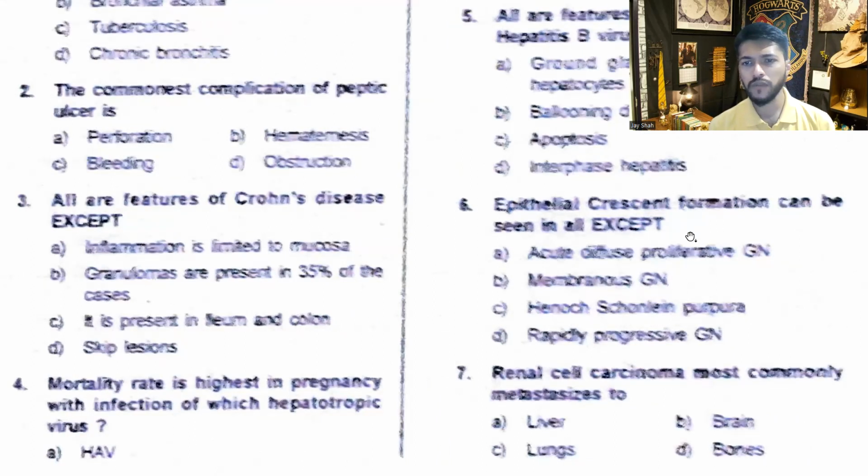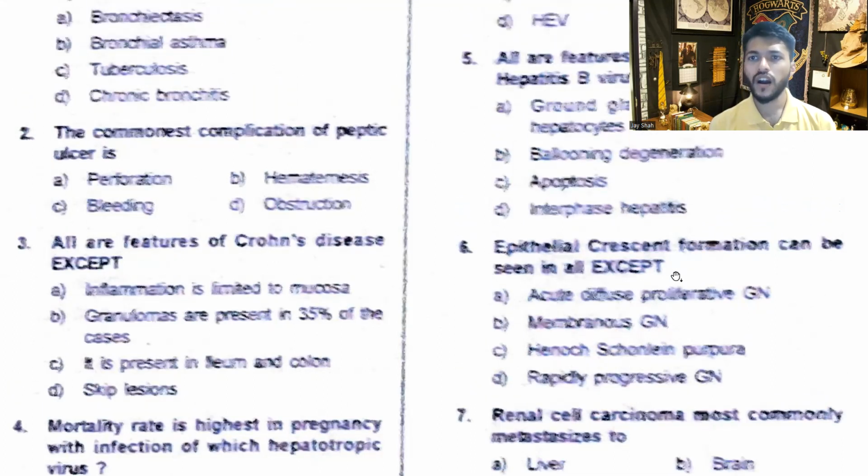Epithelial crescent formation can be seen in all except diffuse proliferative, yes. Membranous, yes. Rapidly progressive, yes. Henoch-Schonlein purpura, no. In Henoch-Schonlein purpura, you'll see mesangial deposits. You will not see crescent formation.